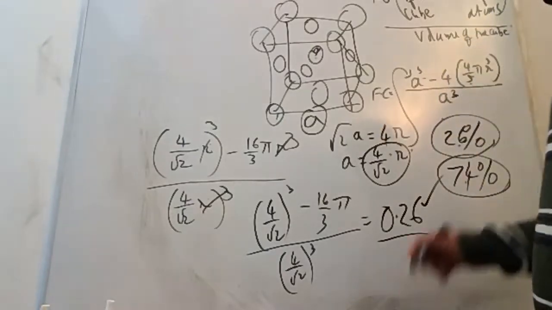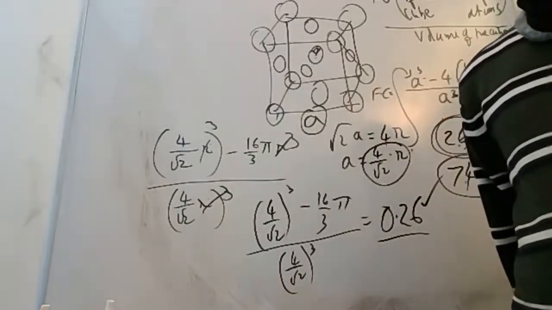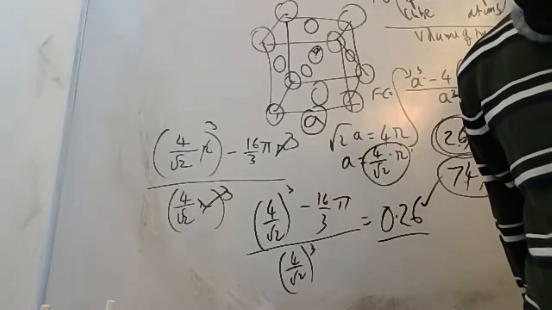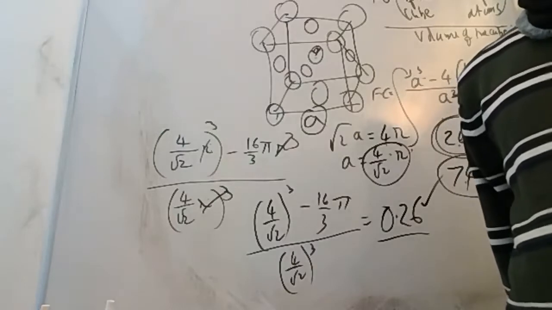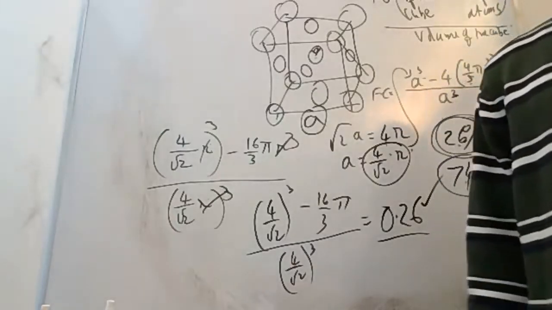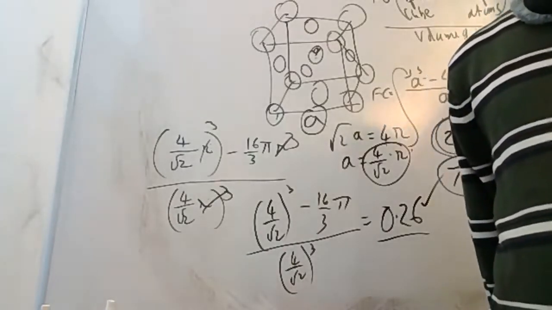But still, the 26% empty space, that is the real estate that is vacant, right? I can do a lot of chemistry in that. I can insert smaller atoms into the structures. I can change the properties. I can change the physics. I can change the chemistry, the engineering properties.